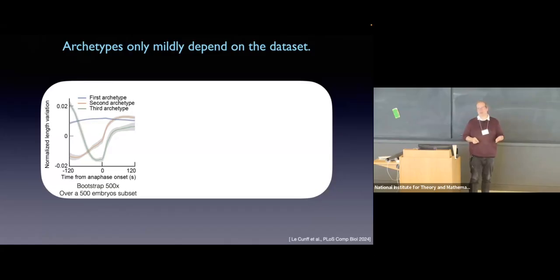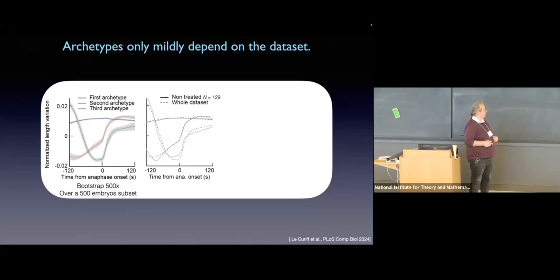Now, of course, in the 500, we have a mixture of perturbed conditions and non-treated conditions. So we push the thing a bit further and consider only the non-treated embryos. These are the plain lines in this diagram, compared to the whole dataset archetype in the dashed line. And we see that once again, it's not really that changed, which means that it's not only the few conditions with a kinetochore defect that decide this third archetype. This third archetype is already present in the non-treated embryos, even if maybe not weighted that much.